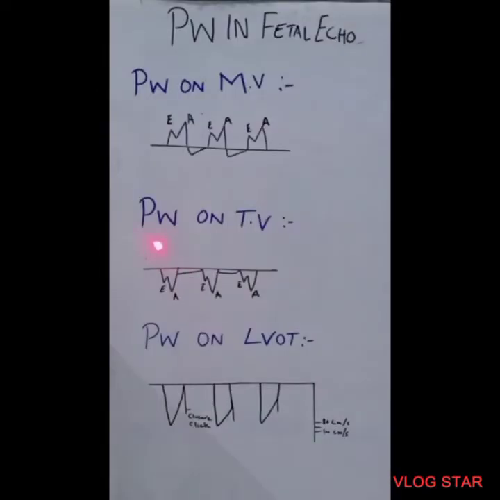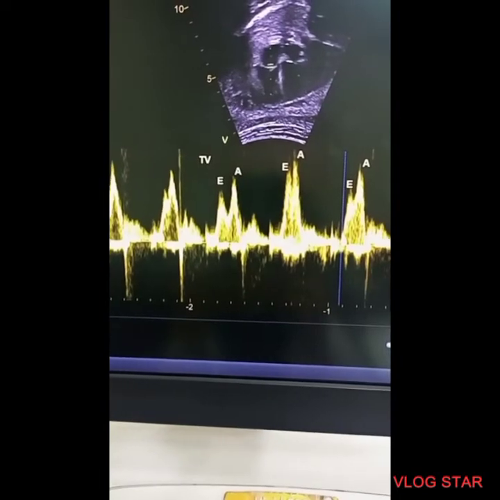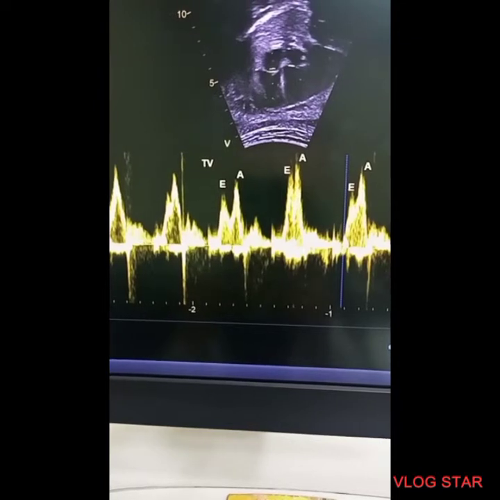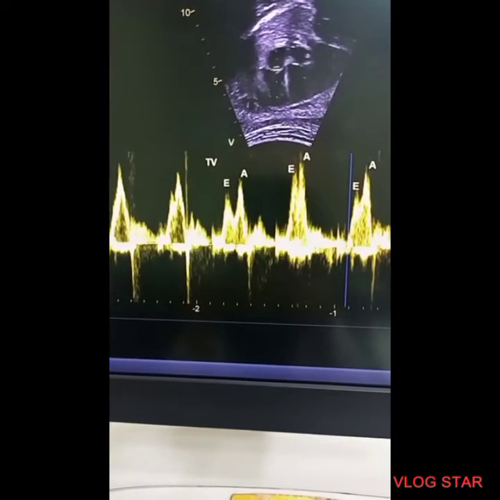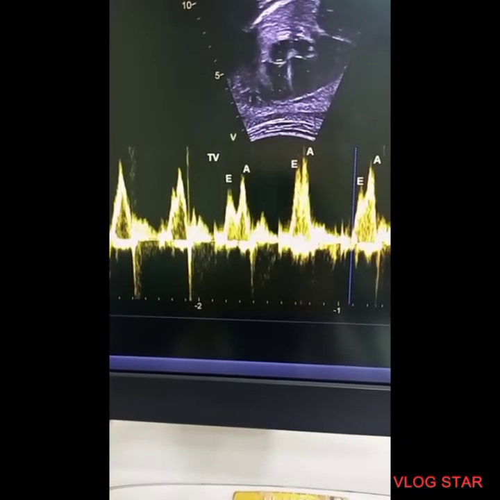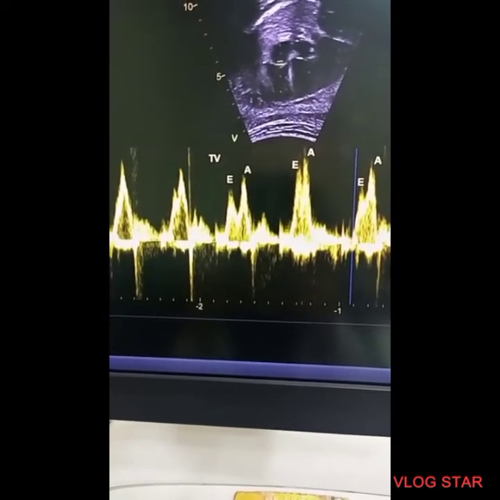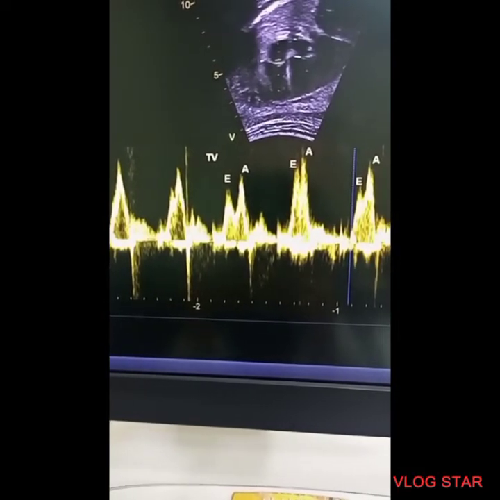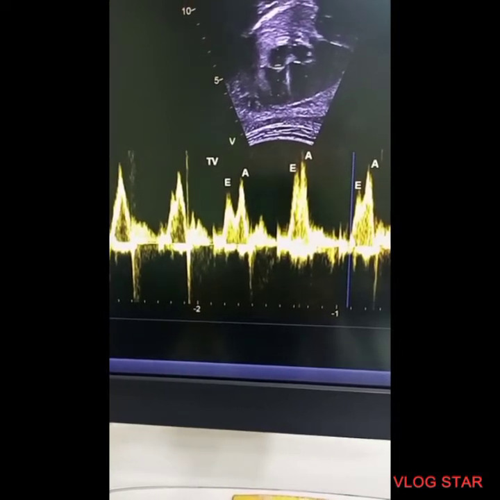Similar is the case with the pulse wave Doppler when placed at the tricuspid valve. We get the same EA variation, the same as E is smaller than A. Likewise, across the tricuspid valve we can see a similar pattern, E small and A greater in the early gestational age, although it reverses with the advancement of the gestational period at the end, but at this moment this is normal.